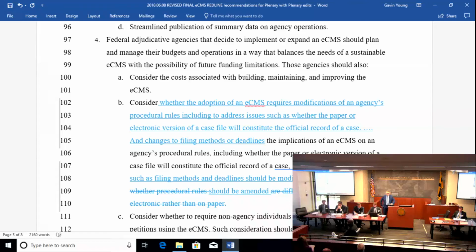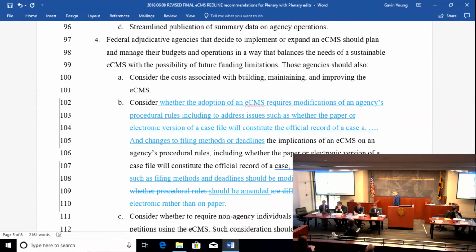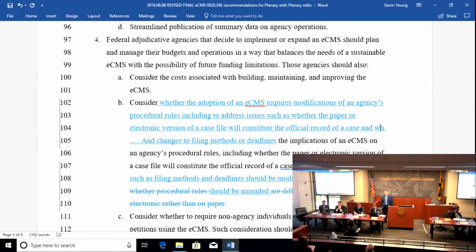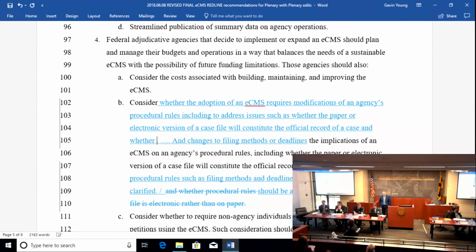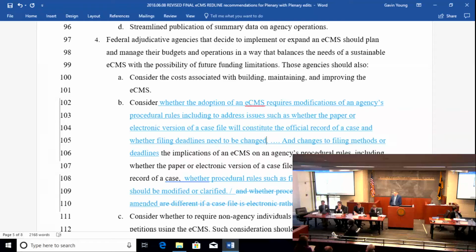Well, I think she's saying to address such issues as whether, and then you go to line 106 where it says the paper or electronic version. Isn't that your suggestion? I just want to include both the examples of whether the paper or electronic version will constitute the official record and whether filing methods and deadlines need to be changed. I don't really care how that happens. I would just include those two examples in whatever way makes most sense, and I would be happy to leave that to the Committee on Style. I think the important point is to include a couple of examples of things that might have to change. Let's get it up there in some form or another, though. It's filing methods and deadlines.